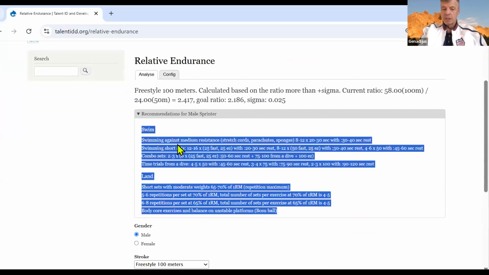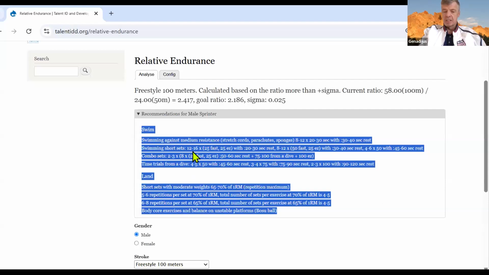For example, here in swimming, sprinting against medium resistance, a stretch cord or parachutes in the water. Okay, a little bit longer sets in sprinting, not just 25 with long rest interval, but short rest interval, and do sets also with lower resistance, like a stretch cord in the water. 8 to 12 repetitions of 20 or 30 seconds work instead of sprinting just 15 seconds or even shorter.